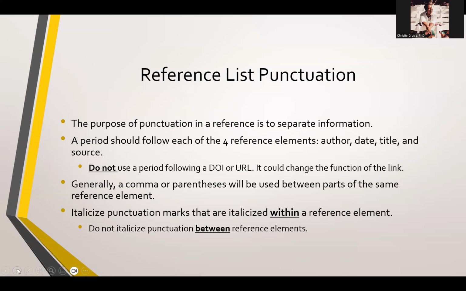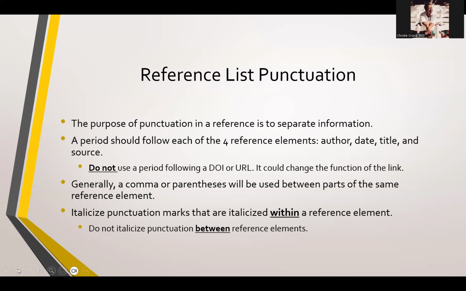Generally, a comma or parentheses will be used between parts of the same reference element. So for example, if you have multiple authors, you're going to use commas. If there are multiple sources, then you would use commas. So if you have multiple parts of the same reference, then usually a comma or parentheses are used, and I'll show you what that looks like.